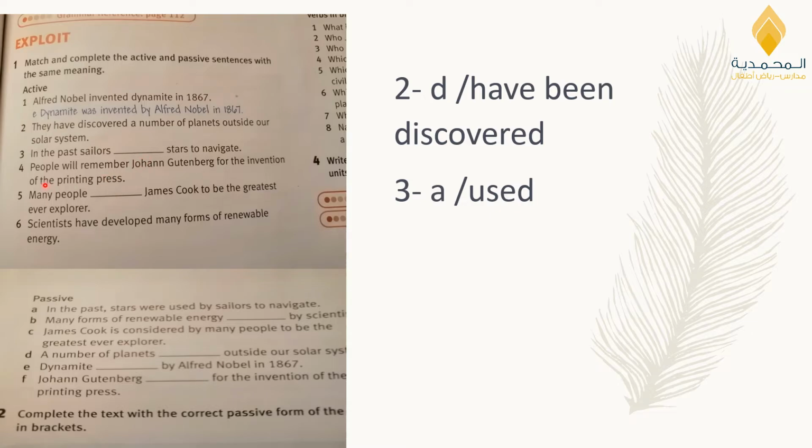4. People will remember Johannes Gutenberg for the invention of the printing press. What's the appropriate sentence for that? Yes, it's F. Johannes Gutenberg for the invention of the printing press. What's the appropriate tense in here? He will be remembered.